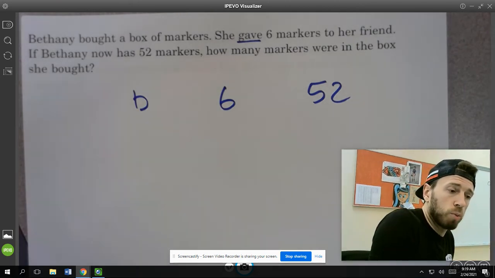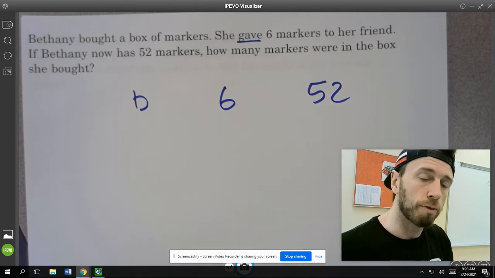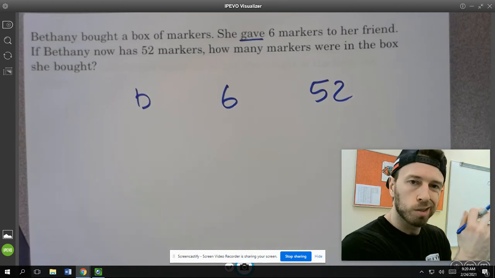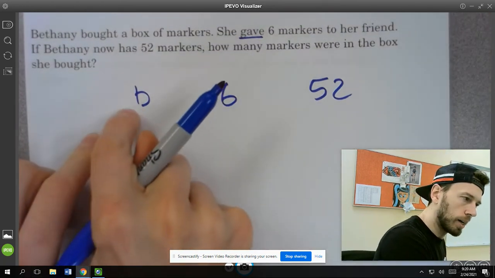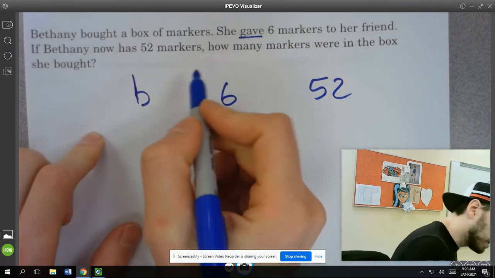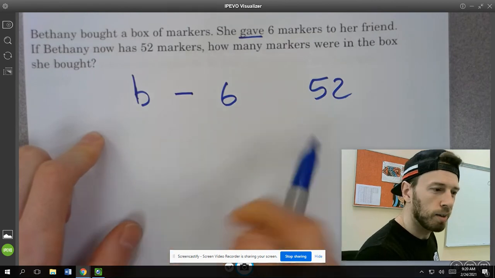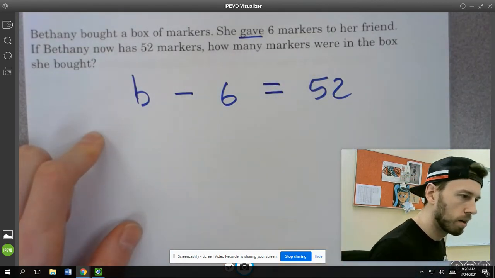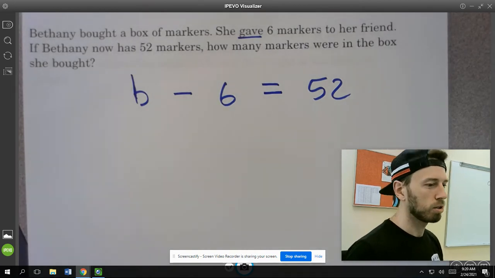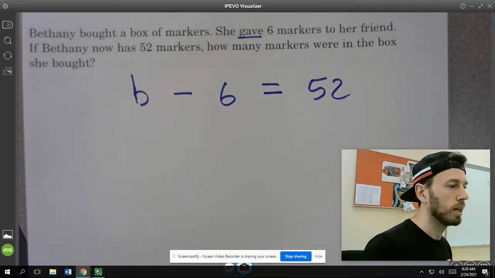I think that Bethany started with some markers and she gave some away. She subtracted from what she had, gave them to a friend, and then ended up with a smaller amount. So what we should do then is take the markers that Bethany had, this right here, B, take 6 away from them, which would leave her with 52. This is a subtraction equation where you take Bethany's markers, subtract 6 away, and now she has 52 left over.